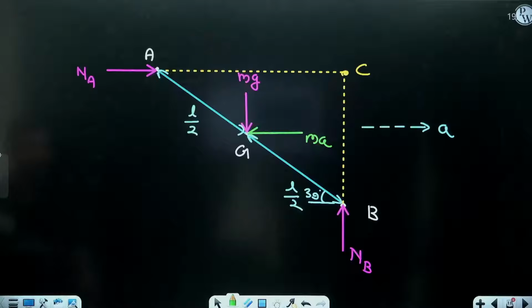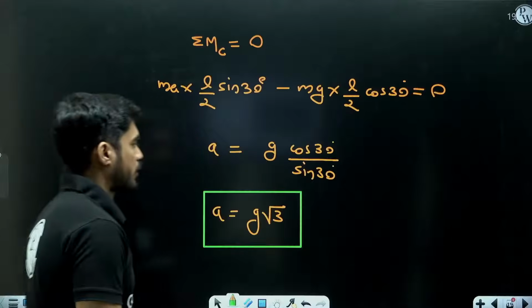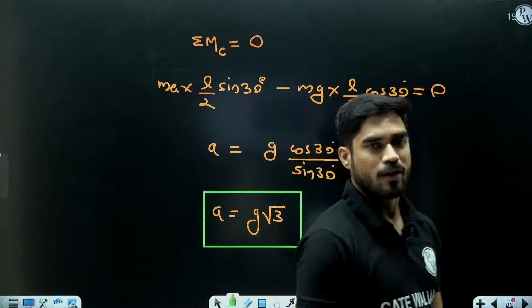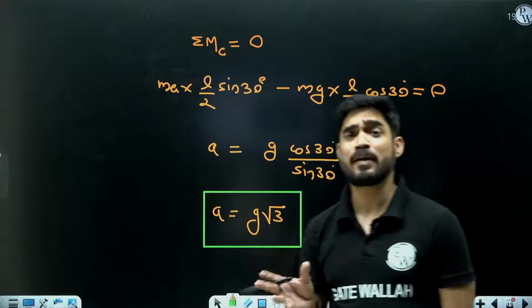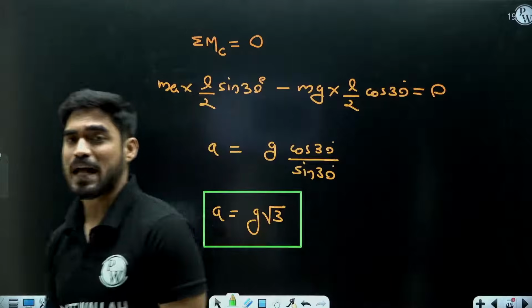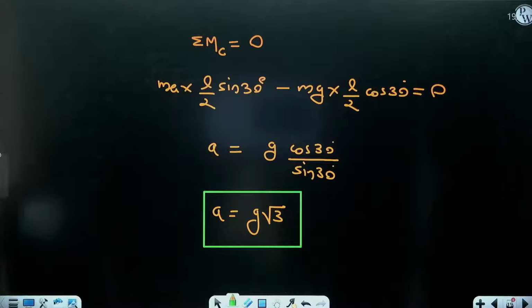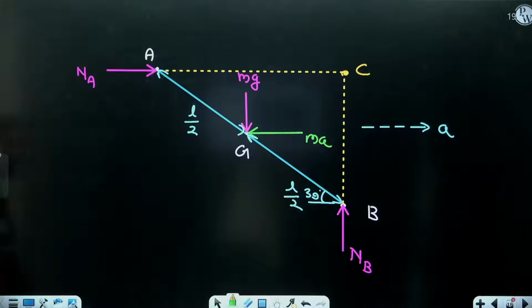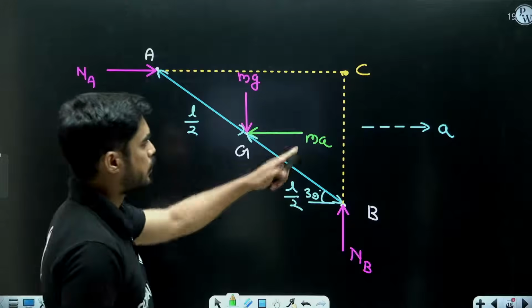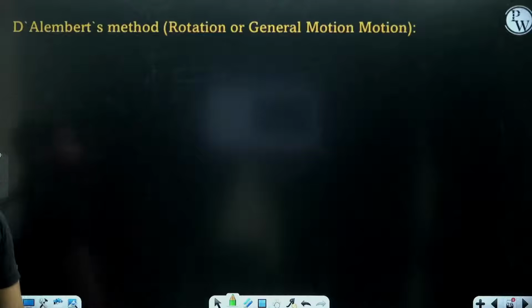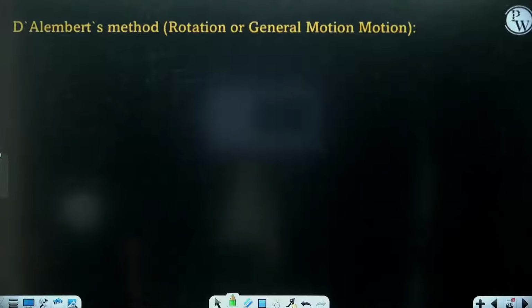Okay. Chalo. So these type of problems of translation where you have to take moment, you will have to apply this D'Alembert's method. Okay, you will have to apply the inertia force, Ma. Okay. Now this was the case of translation motion.